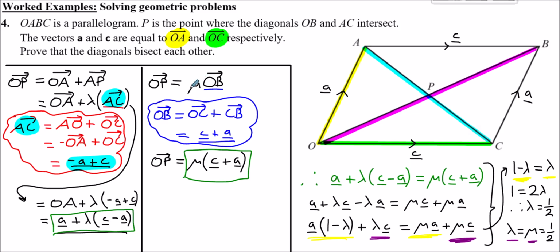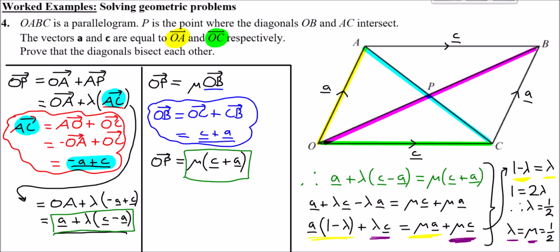I only need to remember, what was lambda, what was mu? Well, lambda was just the multiple of AC, and mu was just the multiple of how far along we go from O to B. So each multiple is a half, which means that P is halfway along OB, and P is also halfway along AC. And so P represents the midpoint of both diagonals. P is also the point where they intersect, so therefore they must intersect at the midpoint of both diagonals.